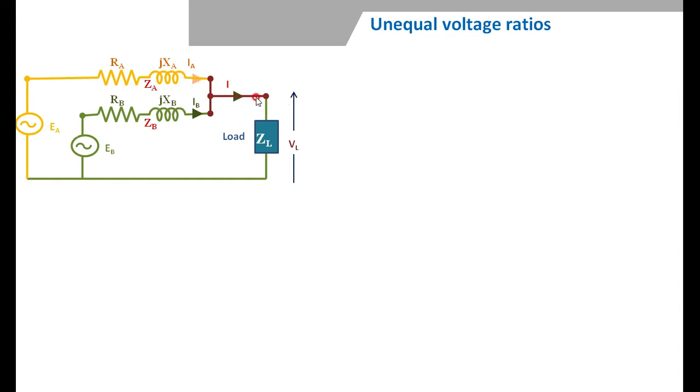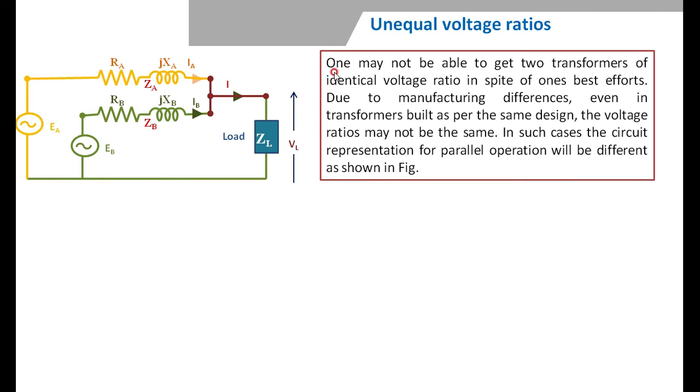However, these two transformers are connected to the load, and on the primary, that is the source side, one is connected to EA and another one is connected to EB, because we are considering here the unequal ratio transformers. The same thing is written here. I told you in one of the classes that one may not be able to get two transformers of identical voltage ratio in spite of one's best effort. If you try to build two similar transformers, it is not possible due to manufacturing differences. Even in transformers built as per the same design, same material, the voltage ratio may not be the same. In such cases, the circuit representation of parallel operation will be different as shown in the figure. This is how we represent two transformers connected in parallel with different voltage ratio.